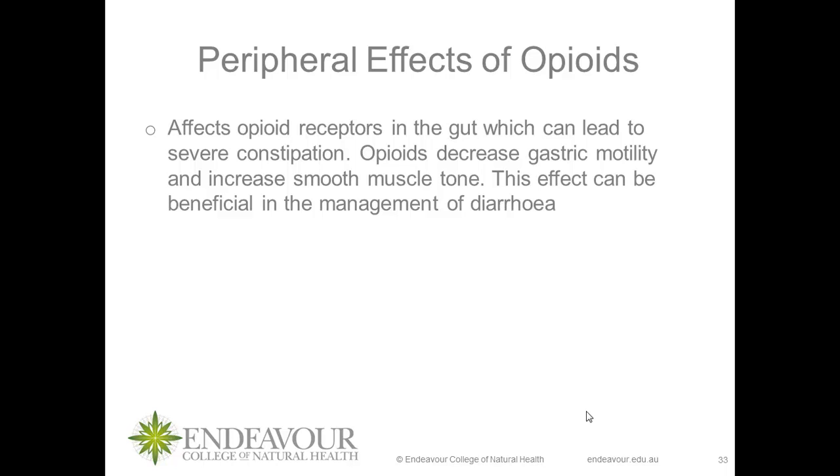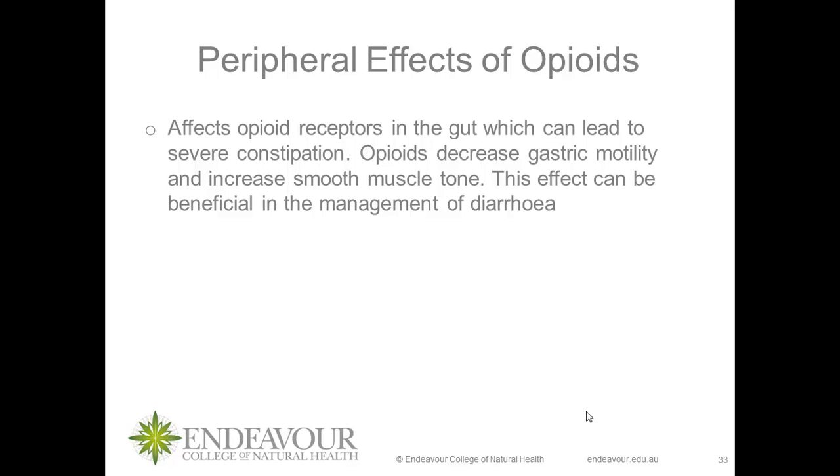We said one of the most worrying adverse effects of the opioids is that they lead to constipation, which is quite severe constipation. The reason the person becomes constipated is because the opioid decreases their gastric motility. The drug also greatly increases the muscle tone of the smooth muscle in the gastrointestinal tract.